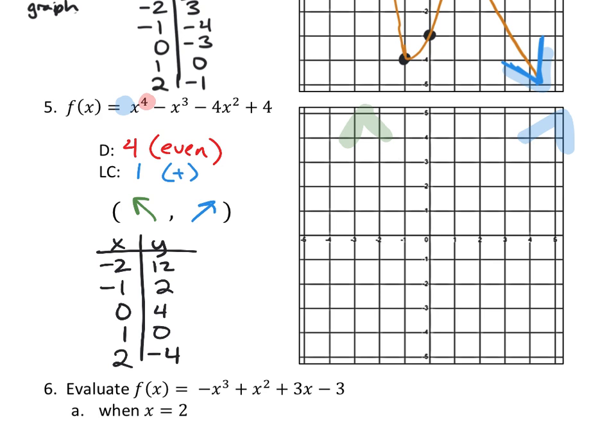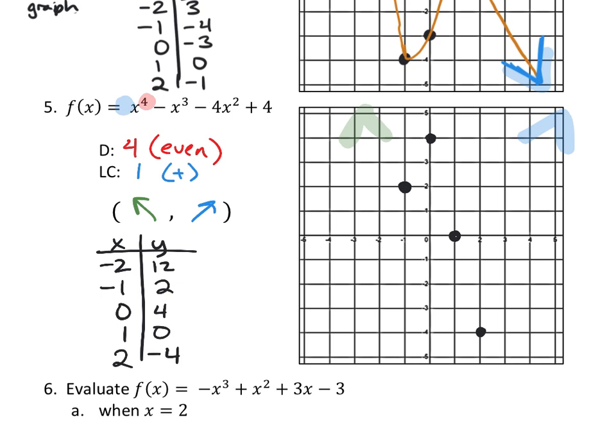Now, -2, 12, is that going to make it on this graph? No, so I'm actually going to skip that one. I'll go to -1, 2, which is here, 0, 4, 1, 0, 2, -4. All right, advanced connect the dots here.